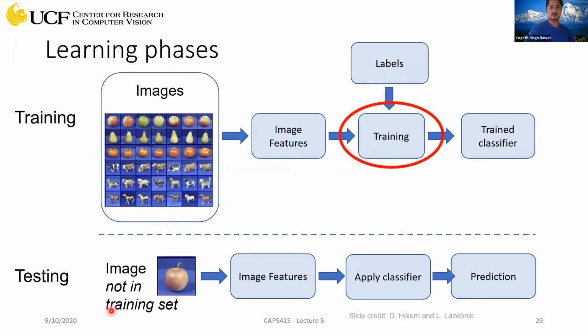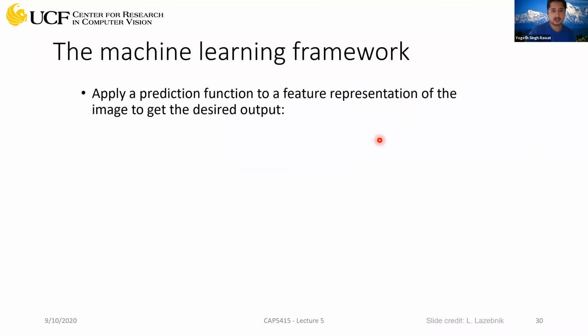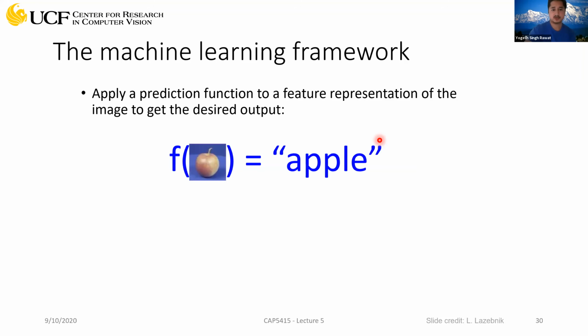So that's labels. And now let's talk about this training stuff. For training, we need some kind of machine learning framework. The goal here is, given the image features as input, to make some predictions. And this can be a function. So let's call this a function f.